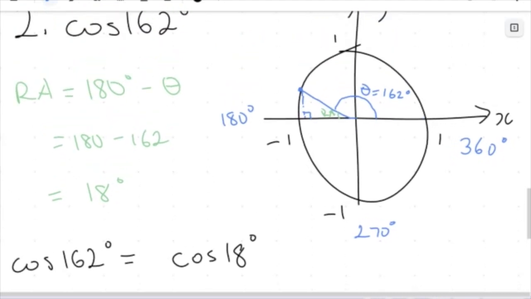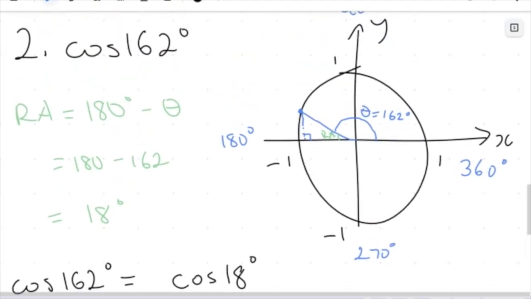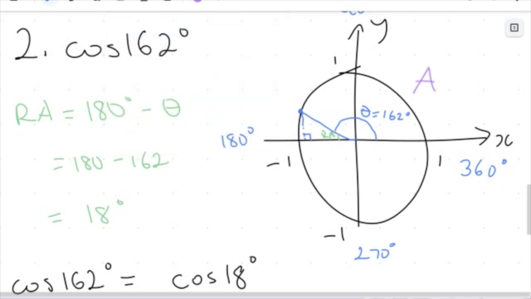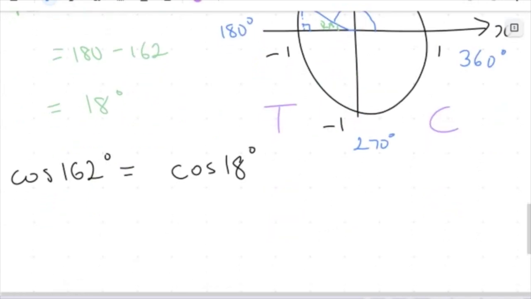Now, we're not quite finished. Remember, we just want to check what the value of cos is in the second quadrant. Is it going to be positive or negative? So remembering that all of my trig ratios are positive in the first quadrant, my sine is positive in the second, tan positive in the third, cos positive in the fourth. And now I'm in the second quadrant here. So my cos is going to be negative. So I can say that cos of 162 degrees is the same as negative cos of 18 degrees.